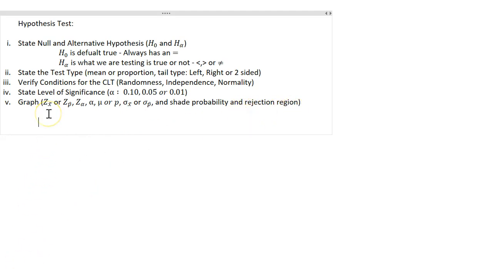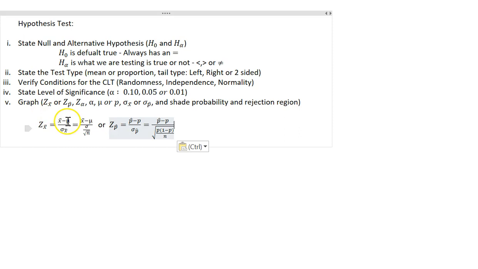Okay, so I have some formulas that'll help us for this, just in case you guys get fuzzy. Right, it's nice to have all your formulas in one place. So first, let's talk about the formulas for z of x bar or z of p hat. So again, these are z-scores, right? They're z-scores. So you're using the standard normal distribution, mean of 0, standard deviation of 1. Okay, so if we have a standard deviation of means, it's x bar minus mu divided by the standard error of means. Or if we wanted to write that out as a full formula, it looks like this.